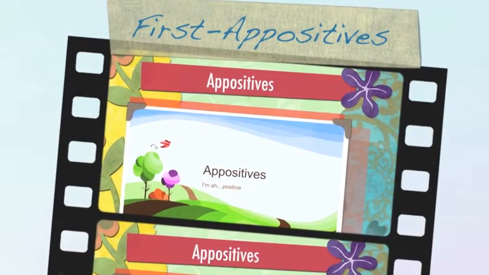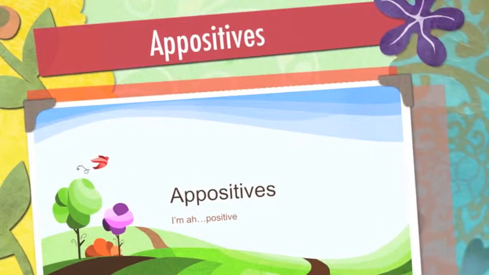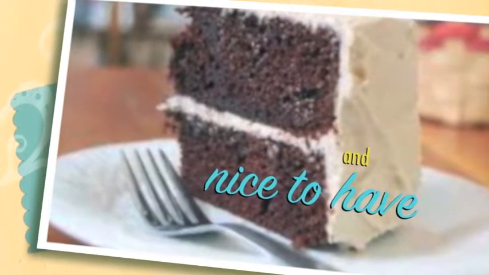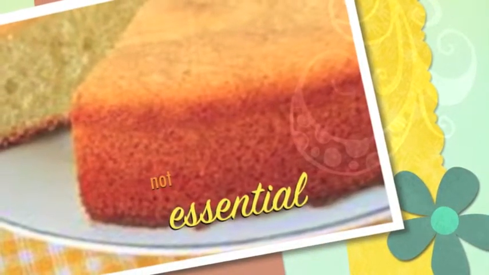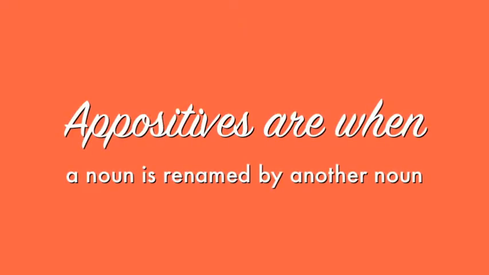Appositives, essentially the unessential parts of sentences. Just like frosting on a cake, it's nice to have, but it's not essential. Appositives are when you rename a noun with another noun.